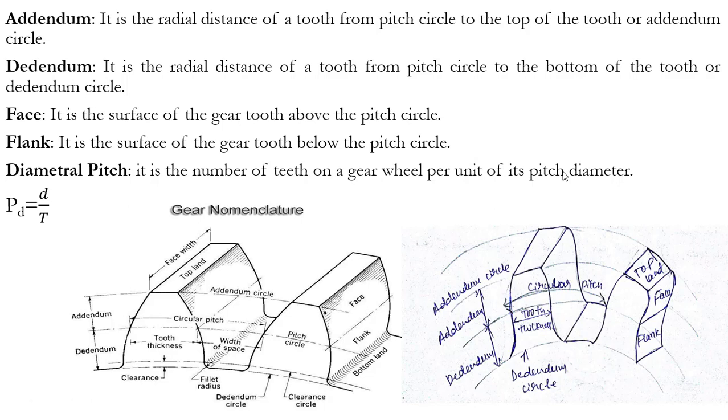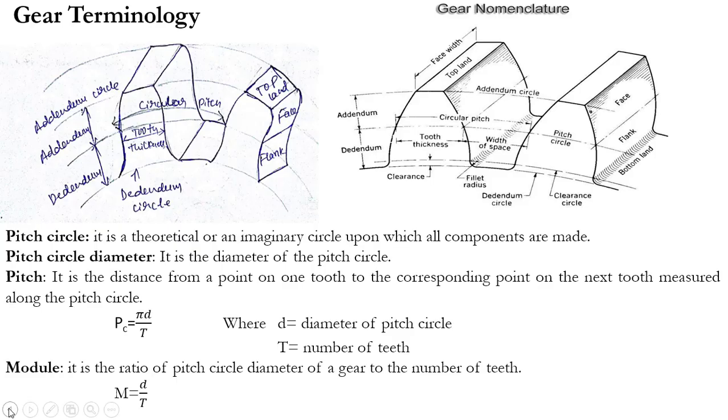So after that, this is regarding gear nomenclature or gear terminology. If you want, I will recall this once again. We'll go one by one. First thing, as you said, it's a pitch circle. It's a theoretical or an imaginary circle upon which all components are made. And this is the pitch circle. Yes, you can take this thing as pitch circle here. Next, pitch circle diameter. Diameter of the pitch circle is pitch circle diameter.